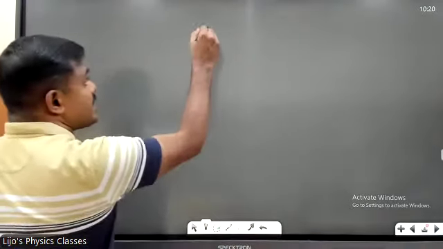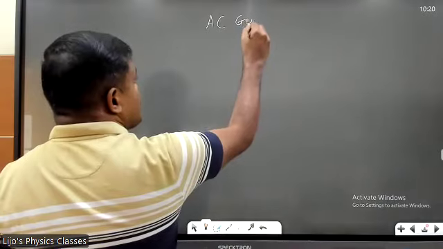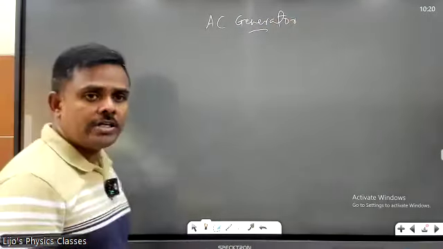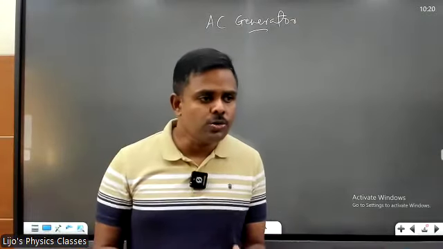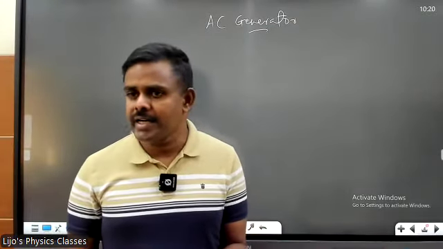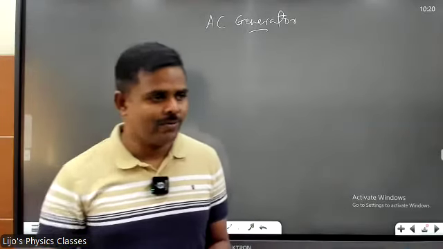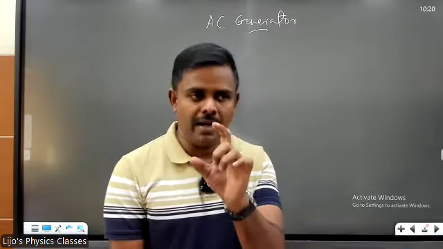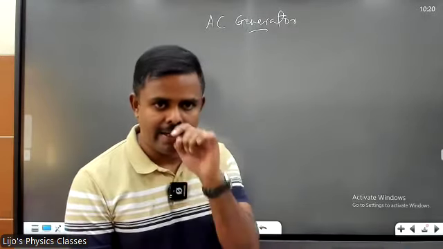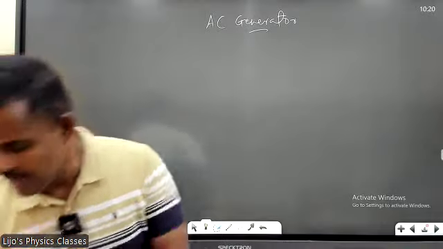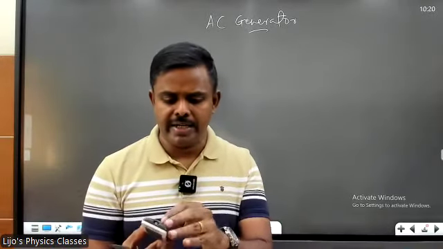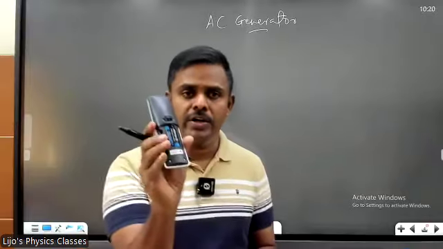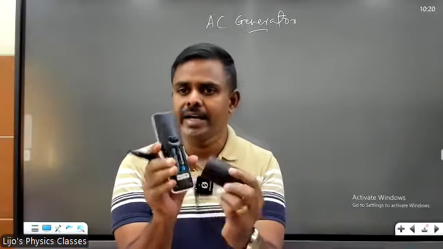What is an AC generator? From the name itself, it is clear. AC is alternating current. There are two types of current, direct current and alternating current. What is direct current? The DC, the one you get from a cell, is called direct current. This remote has a cell inside, and what you get from the cell is actually DC, direct current.